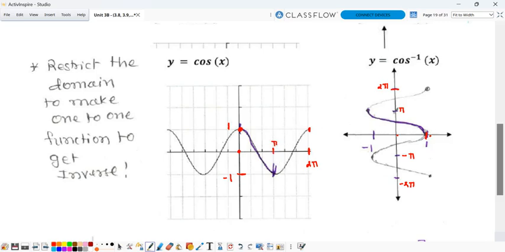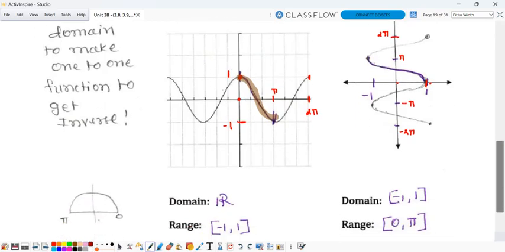Pi is -1, so pi is -1. Now clearly it's not one-to-one, so we are going to restrict the domain of the cosine function to 0 to pi. Restrict the domain. We are going to restrict the domain as 0 to pi. This is a normal domain.